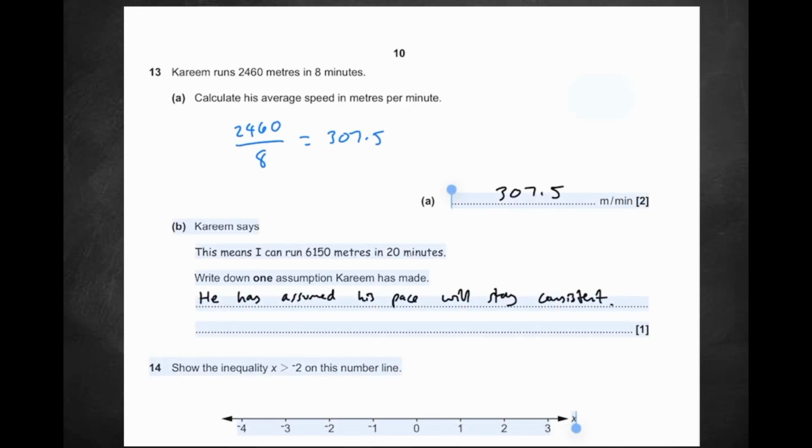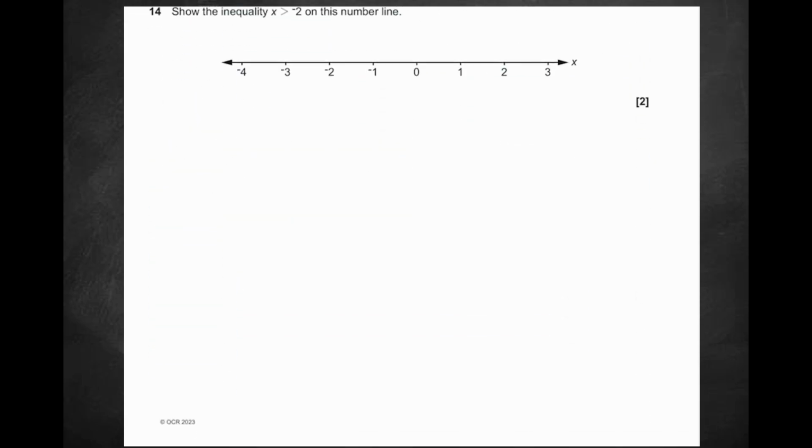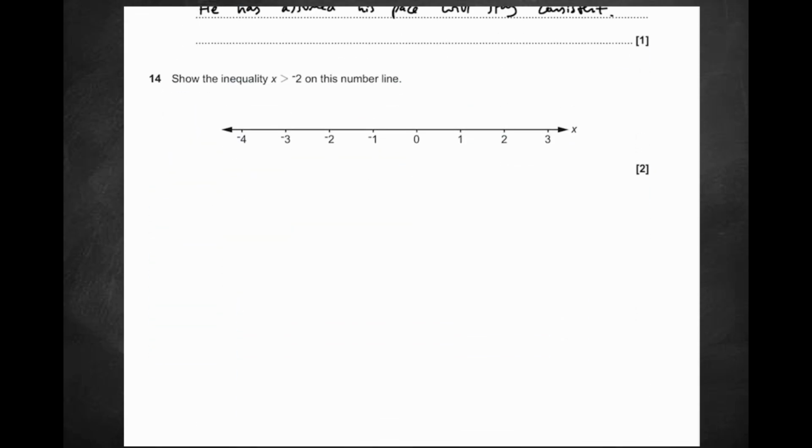Question 14. Show the inequality x is greater than -2 on this number line. So all we're going to need to do here is an open circle, as it's not greater than or equal to, and we want it to go up this way as it's increasing, greater than -2.